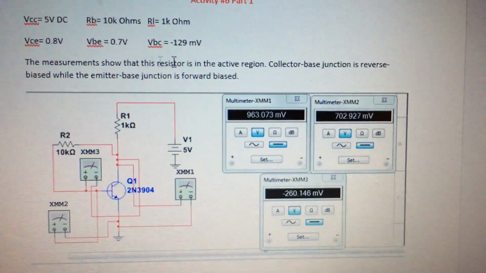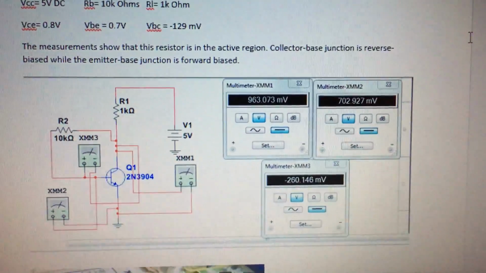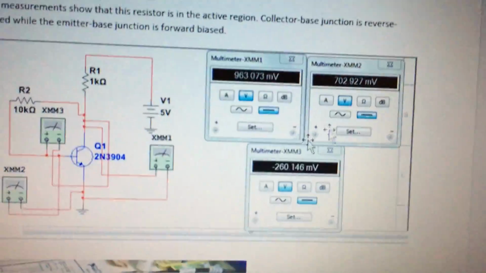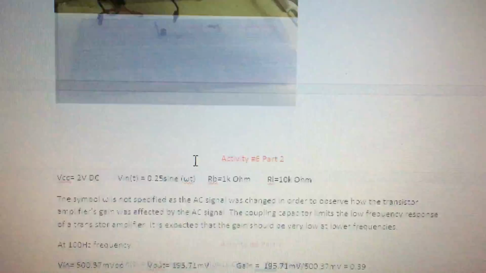And the measurements show that this transistor is in the active region. The collector-base junction is reverse biased, while the emitter-base junction is forward biased. And you can see that we got similar results from the Multisim. And here's the circuit itself.